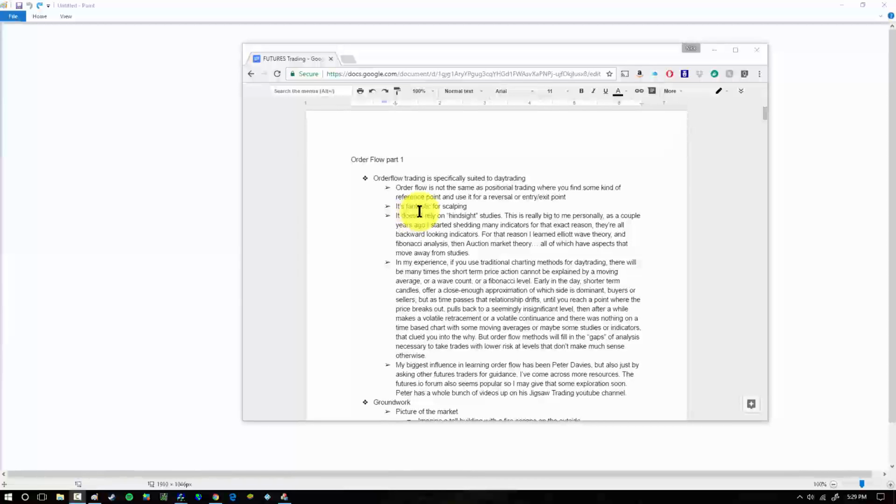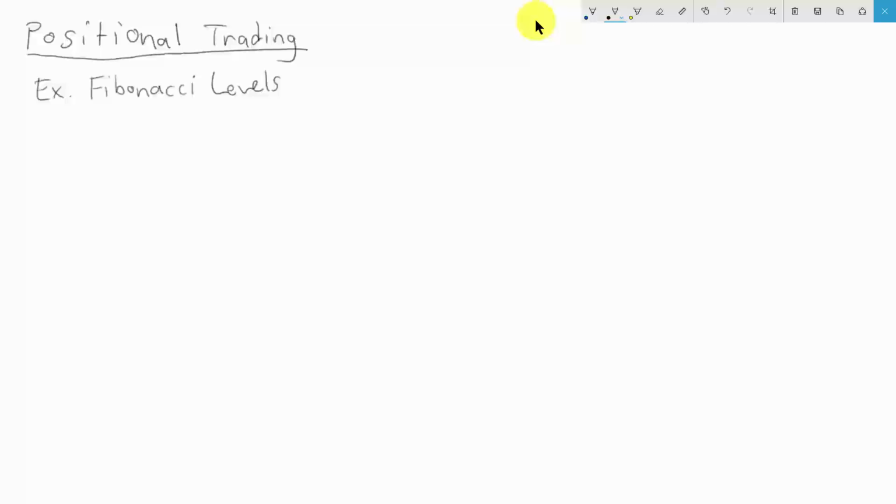So what do I mean by that? We're going to take a look at Fibonacci levels as an example of positional trading. I should also say, for day trading. Oops. How do you like this fancy drawing board that I'm borrowing from my girlfriend? Thank you for her contribution.